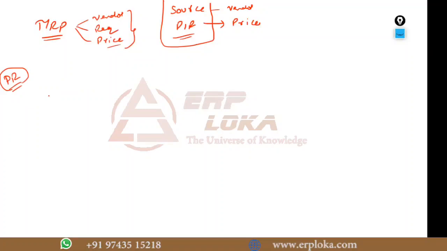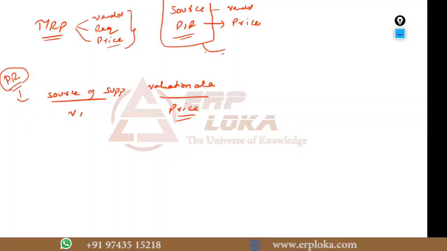So whenever you generate a PR, under the source of supply tab your vendor will appear, right? And in the valuation area tab, the price will get updated. So with this information, it can be directly converted into a PO. For that reason, this selection is compulsory. We mentioned that this selection is compulsory if you want to run this scenario.